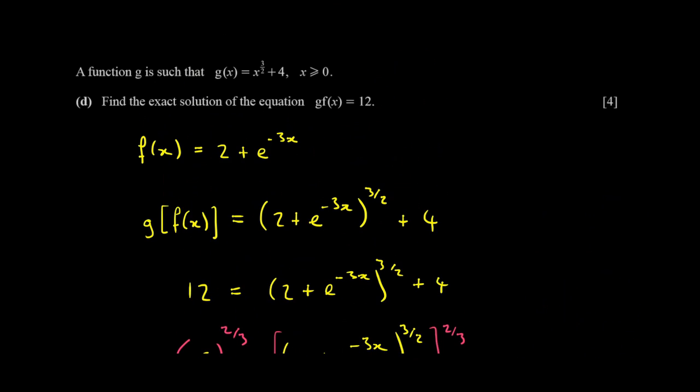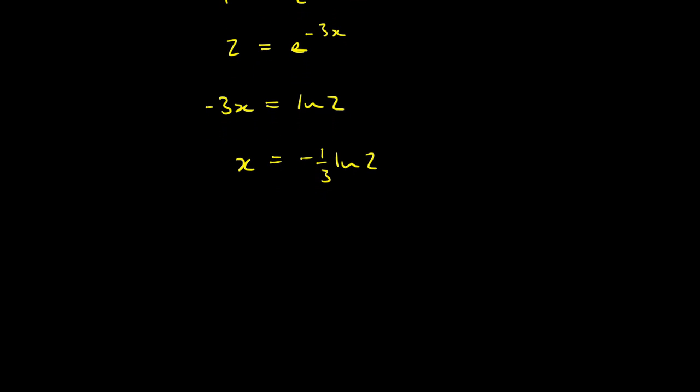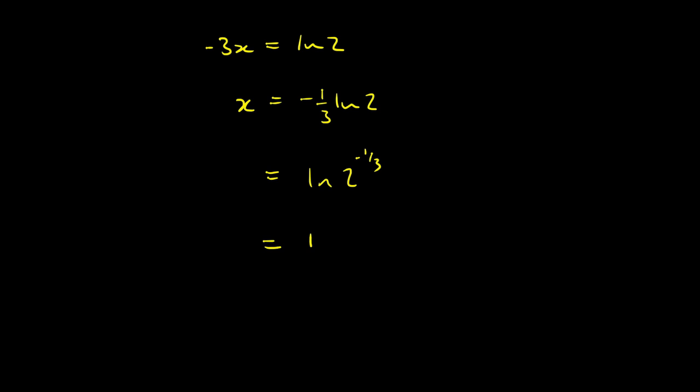What kind of answer are we supposed to give? I mean, that is already an exact solution, so I think that's probably going to be good enough. I mean, you could change it if you wanted to. You could write it as ln 2 to the power of negative a third, and then ln a half to the power of a third, and then 1 upon the cube root of 2. But that's already an exact solution. I think that's pretty simple. We'll wait to see what the mark scheme says, but I think that should basically be fine.